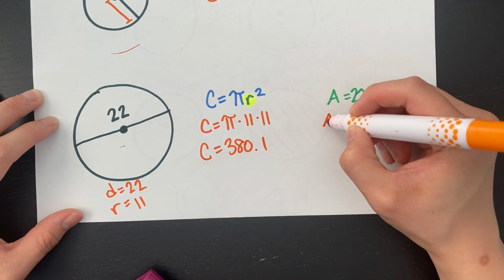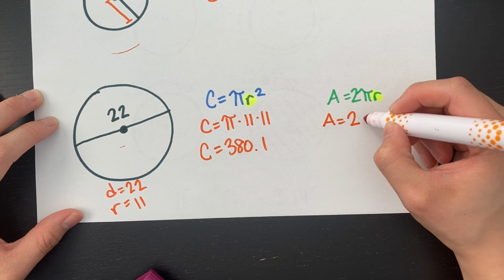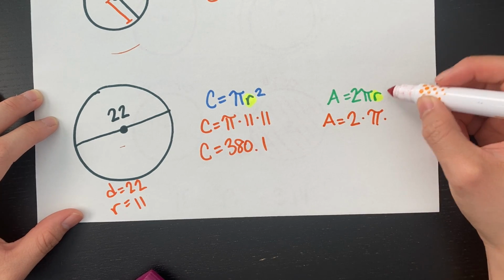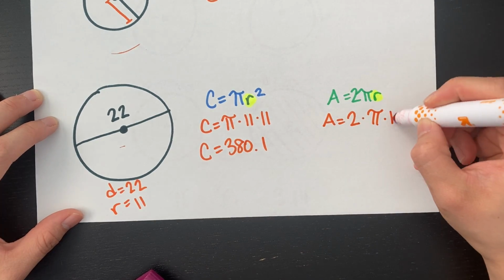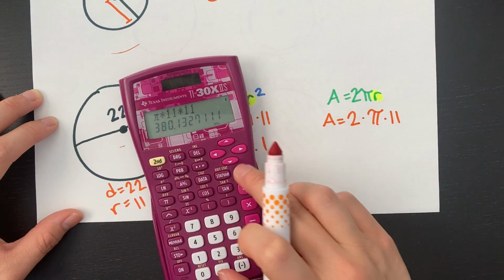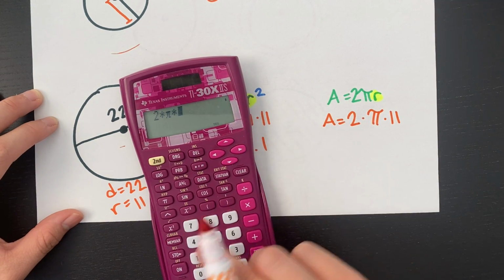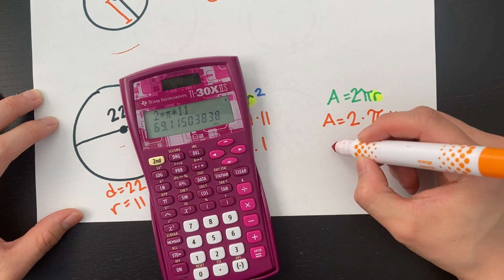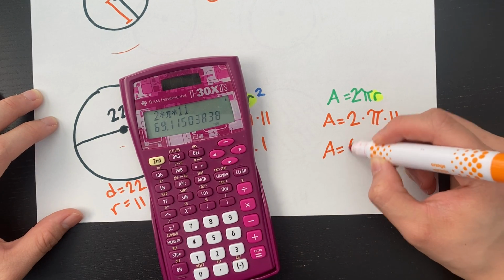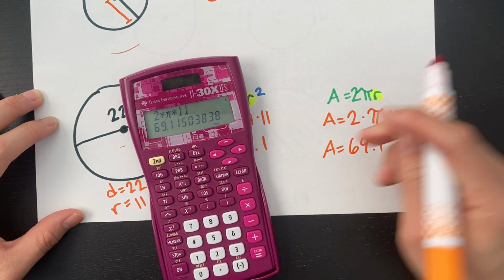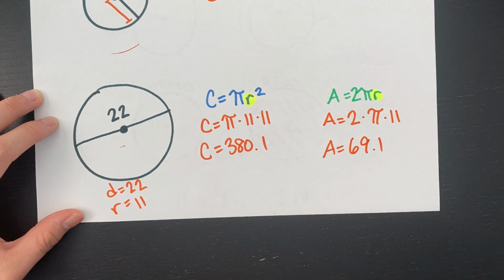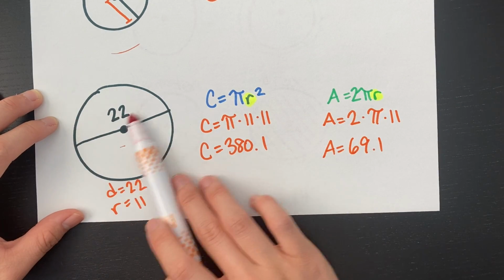Area, we're going to do the same thing. Let's just plug in those numbers. 2 times pi times your radius, 11. Okay. 2 times pi times 11. Area for this particular circle is 69.1. So that is how much is on the inside of my circle.